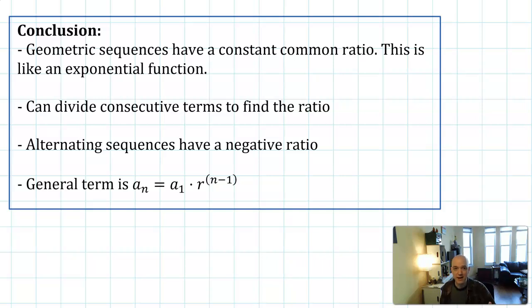If you have an alternating sequence, positive, negative, that means your ratio is a negative number. One other thing I didn't write here is that if you have a ratio bigger than 1, your sequence will grow. Less than 1, your sequence will shrink towards 0. I mean, unless it's alternating, but the magnitude of the sequence will still shrink towards 0. And then, of course, there is our general term equation: a_n is equal to a1 r to the n minus 1.